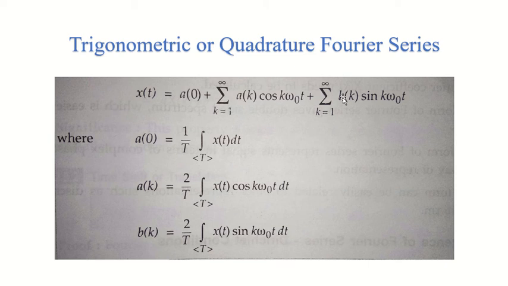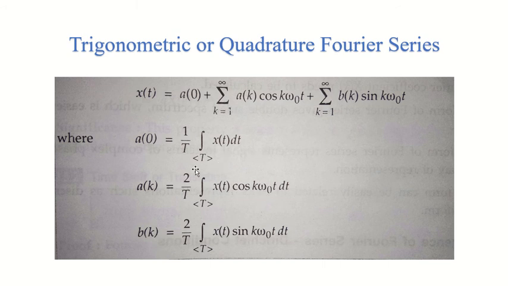So what will be the value of a0, ak, and bk? This is not only for the trigonometric or quadrature Fourier series; this is almost a generalized formula for a0, ak, and bk. The formula for a0 will be 1 by T integration within the time limit T, the time period actually, x of t dt. When we do the same for a of k, the formula will become 2 by T integration within the time period limit x of t cos k omega 0 t dt. So notice here that the term ak is with the cosine component of k omega 0 t, and the integration is taking place with again the cosine component of k omega 0 t as well, right?